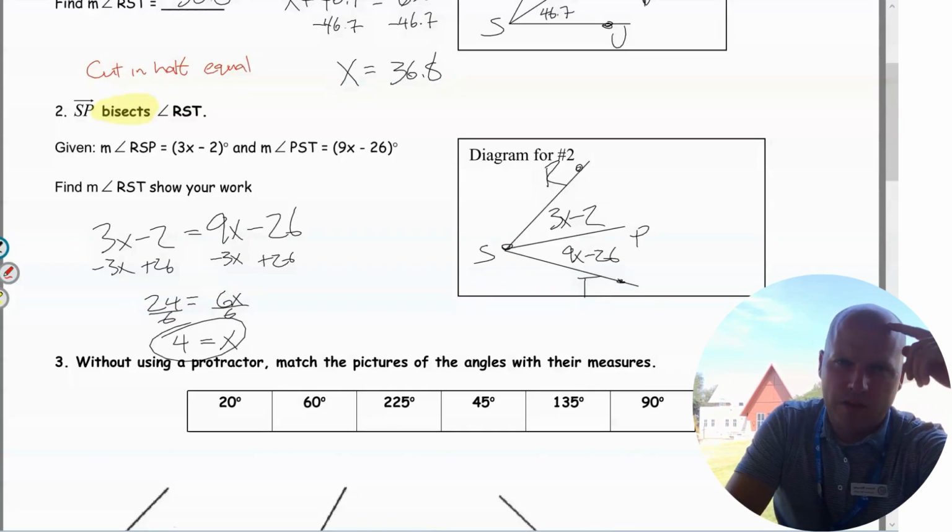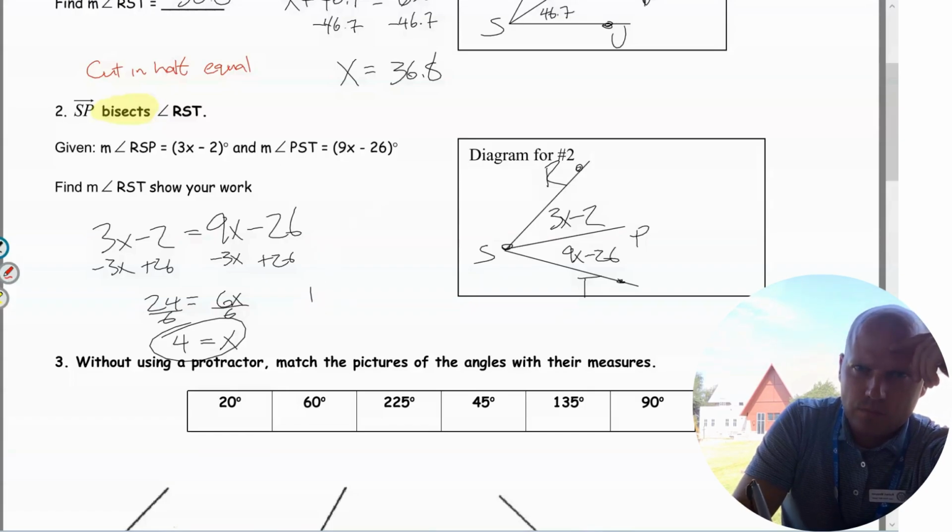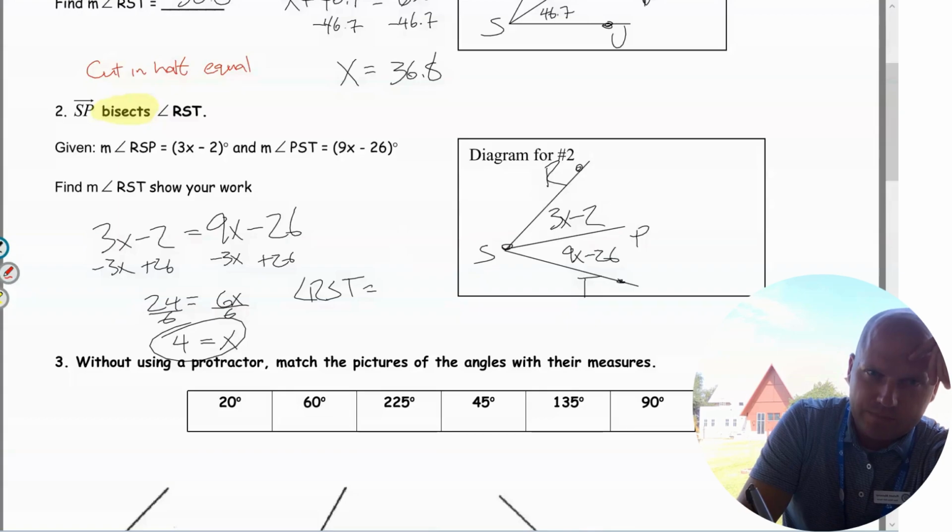And there we go. If x is 4, that's not my answer. We got 12 minus 2, which is 10. We got 36 minus 26, which is 10. Angle RST is RSP plus PST. That must be 10 plus 10, which is 20 degrees.